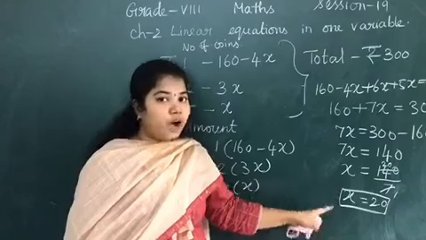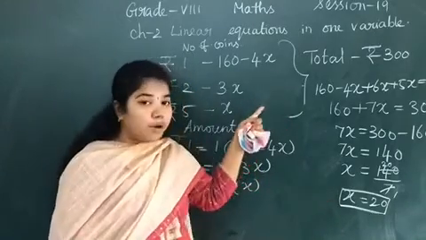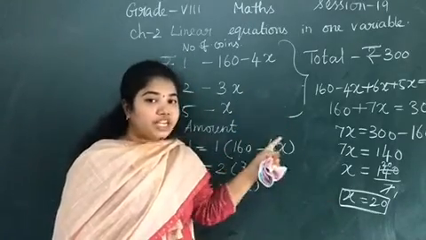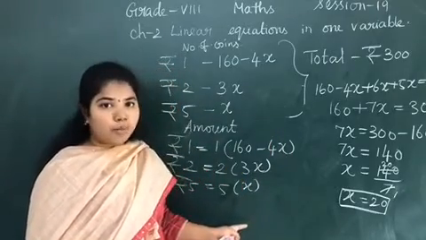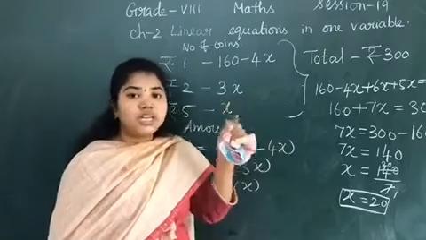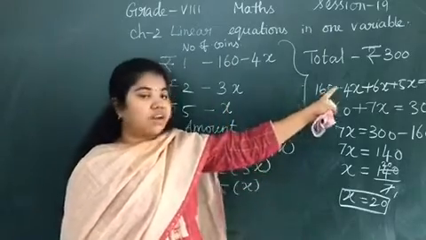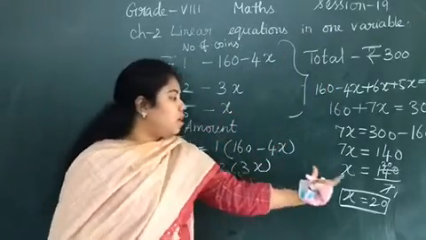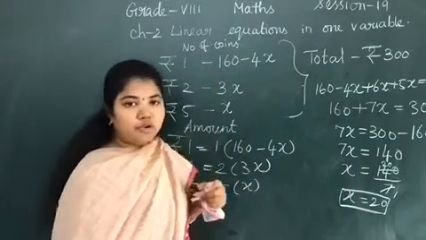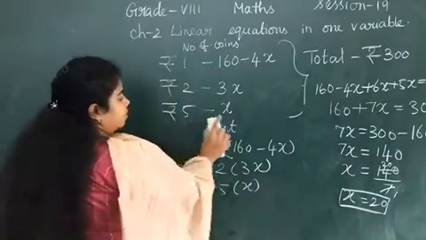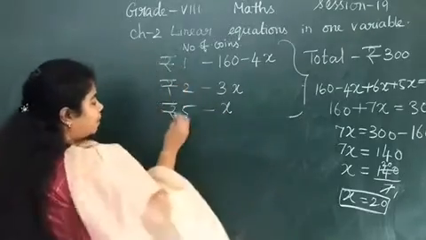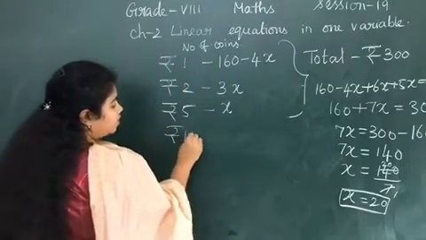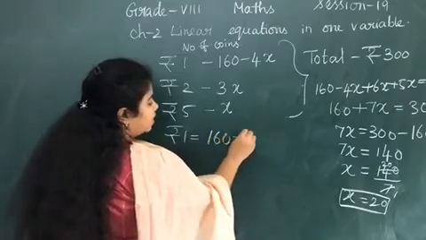Now what we are going to do, as I already told you, these are the number of coins. You need the denomination in terms of number of coins only. You need not take the amount, because they are asking what are the denominations of rupees 300. So these are the denominations. Now take the x value and substitute in the denominations. What is the first denomination? Rupees 1, which is equal to 160 minus 4x.